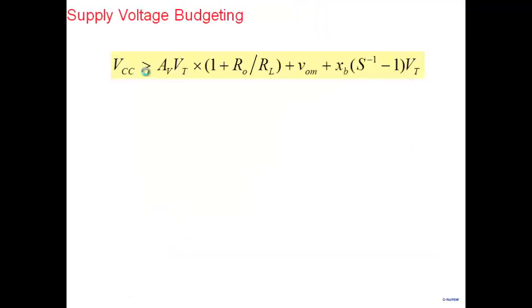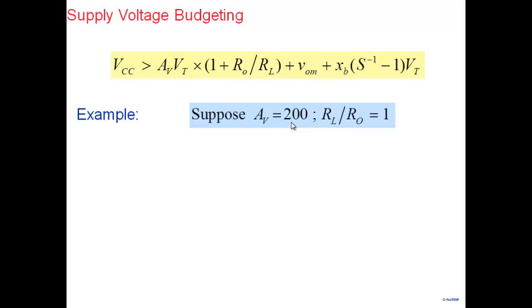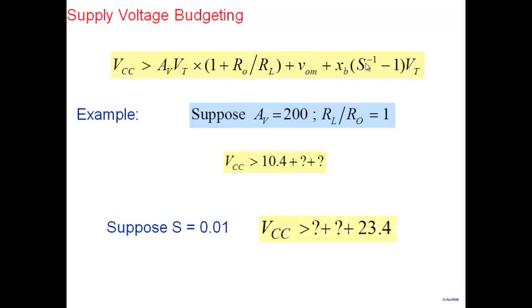So we take this equation, and as an example, let's say somebody says, give me a gain of 200 and RL by R0 is 1. In the sense that RL is, let's say, 1K, and we choose output resistance also equal to 1K, so this is 1. If I plug it here, the first term itself comes out to be 10.4. And then I will need something for the swing, I'll need something for the stability. Obviously, my VCC is going to be 12, 15, something like that. Or somebody says S has to be 0.01.